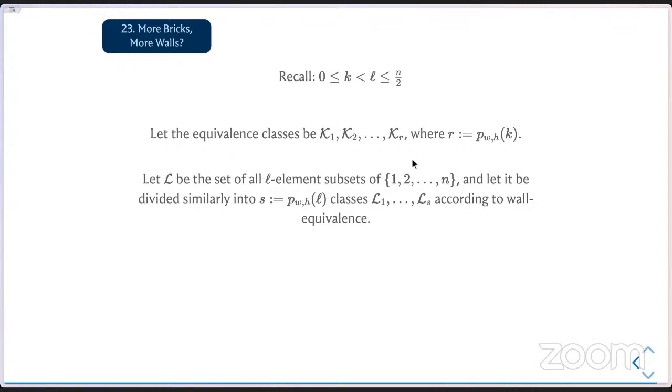So we have K1 through Kr, which are the equivalence classes of the N-choose K space, and we have L1 through Ls, which are the equivalence classes of the N-choose L space. So these are the two sets of equivalence classes that we have. And of course, we want to prove that R is at most S. So the number of paths we get using K bricks is at most the number of paths we get using L bricks, which is more bricks, right?